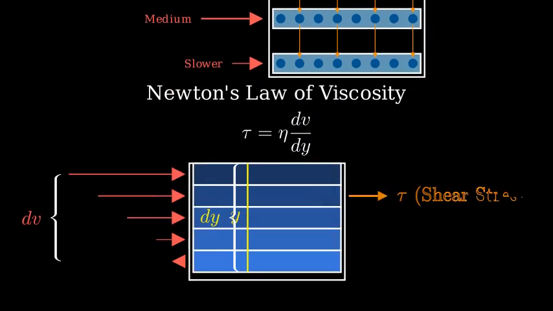Let's break down this equation. Tau represents the shear stress, which is the force per unit area. Eta is the coefficient of viscosity, a property of the fluid. And dv by dy is how quickly the velocity changes across layers of fluid.